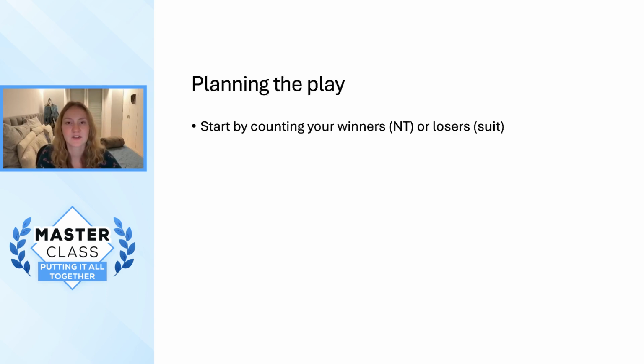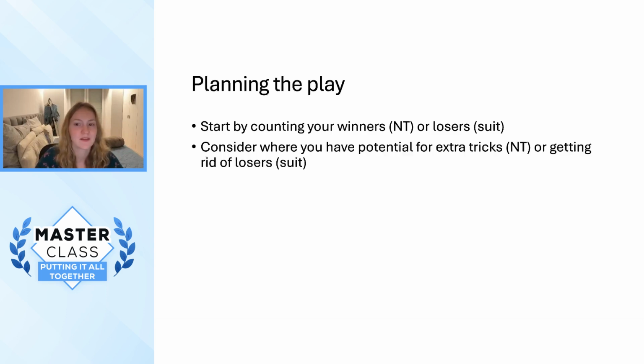And in a suit contract, you think more about losers. How am I going to avoid losing these tricks? Or maybe if I can't avoid losing them, how do I make sure that those unavoidable ones are the only ones that I lose? Thinking about unavoidable versus potentially avoidable losers. So how do we do that?